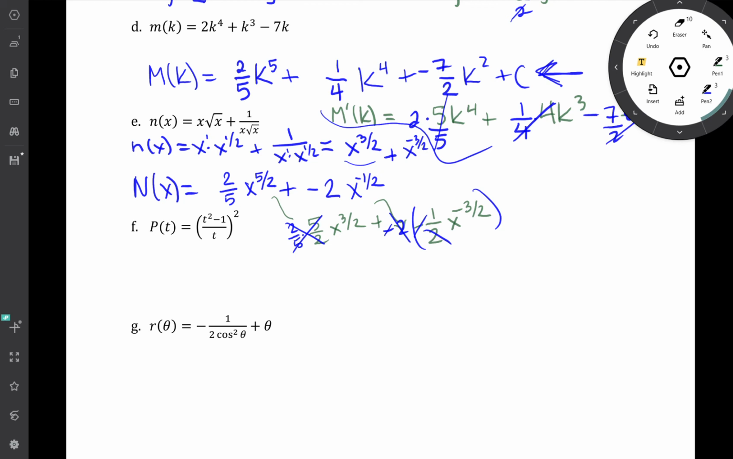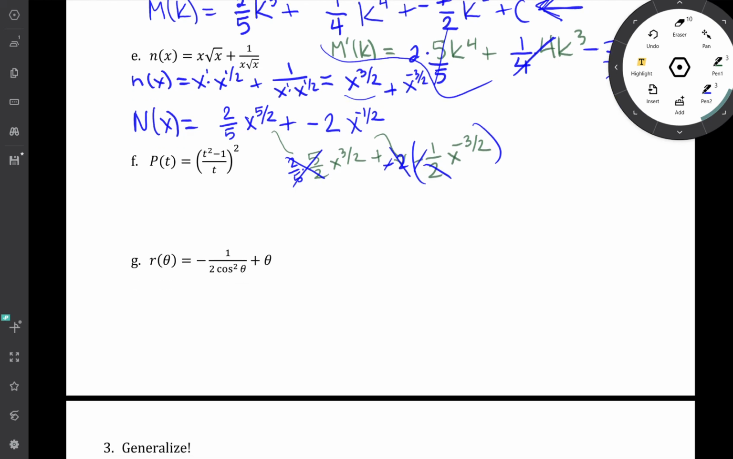So don't hesitate, just like in Calc 1, to do algebra before you work on the calculus part. If it makes your life easier, then it was a good step, so go for it. F is going to be similar. We're going to have some algebra to do up front. So I'm going to go ahead and, firstly, actually you could do this in either order, I'm going to go ahead and square this first.